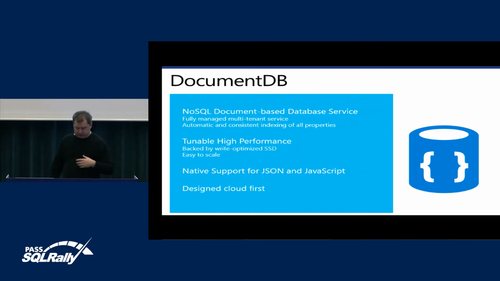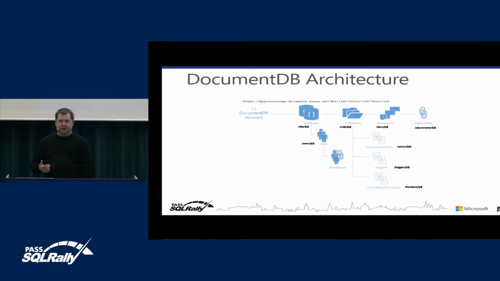So how do we do a document data store? This is cloud only. It only works in Azure, but it's a pure scalable document data store. And the architecture is fairly simple. Think of it almost like a relational database, and I'll show this in a demo in a second. You've got a database. Those databases can have collections. Each collection can have documents, and those documents can have attachments. I've got users and permissions assigned to databases. For those familiar with Mongo or Couch, it's very similar. A database has collections, those collections have documents, and those documents can have attachments.